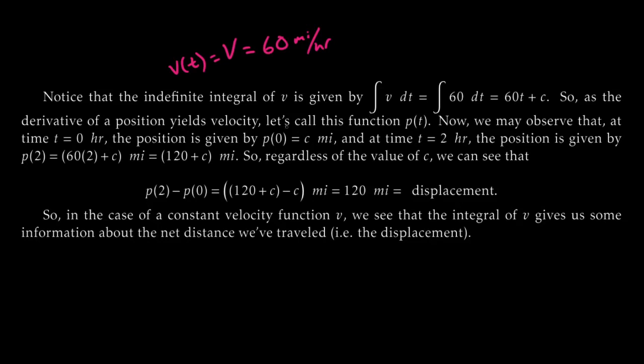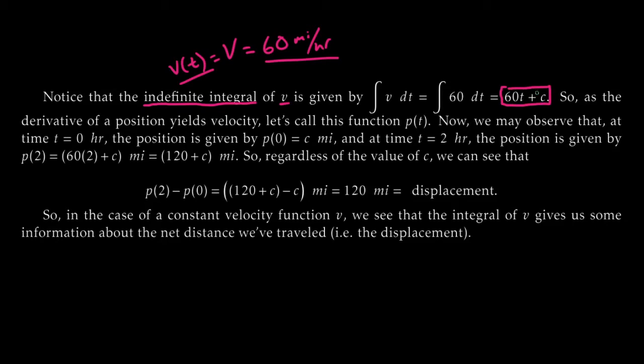Okay, cool. So if we take the indefinite integral of v, let's just run through it. Take the integral of v dt. So v is just this function right here, this constant function of 60. We're just integrating 60 dt. And from this, we'll get out 60t plus a constant. So up to a constant, this is what we get back.